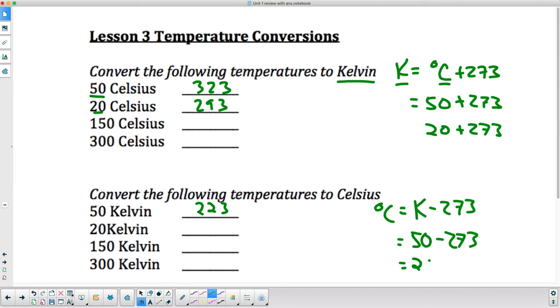And then 20 minus 273. If I subtract these two, my fault, I have a minus. So that's my degrees Celsius here. These are in Kelvin, and that's in degrees Celsius. So 20 minus 273 is a negative 253, like that. There. Now we're on the right track. And then follow the same thing for the last two, 150 and 300. All right, continue on.